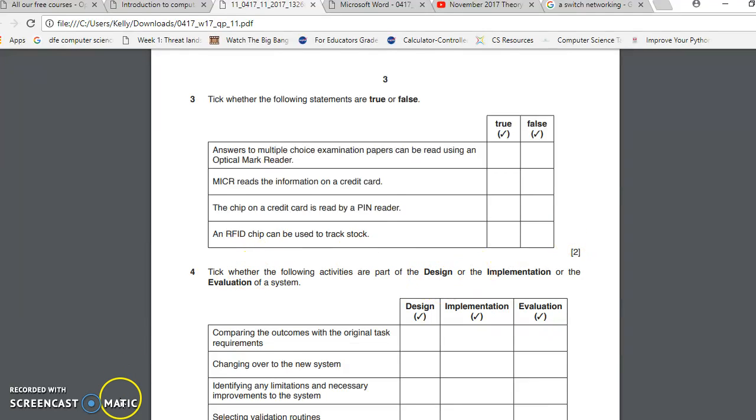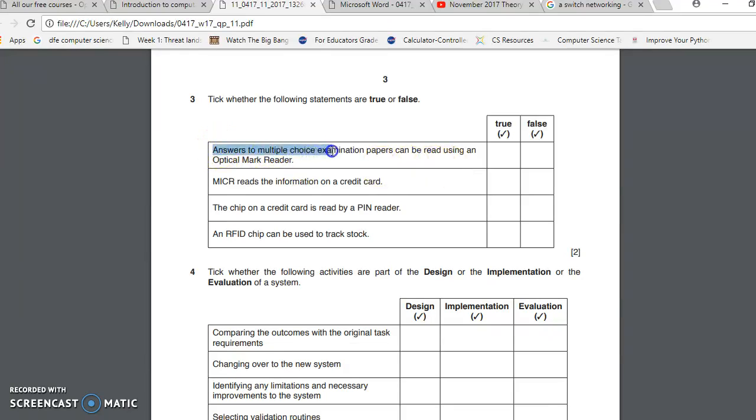So looking at the mark scheme, you probably would have... Sorry, I accidentally paused the video. So as I was saying, 2 marks rather than 4 marks for each correct answer. Looking at the mark scheme, you would have to get all of them correct to get 2 marks, and 2 correct to get 1 mark. But if you get 1 correct and 3 wrong, then you get no marks. So please make sure that you read the questions. Tick whether the following statements are true or false.